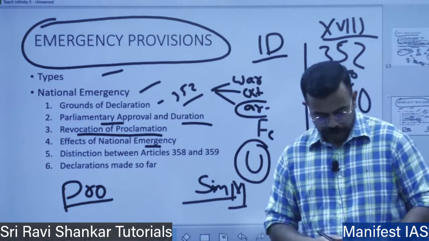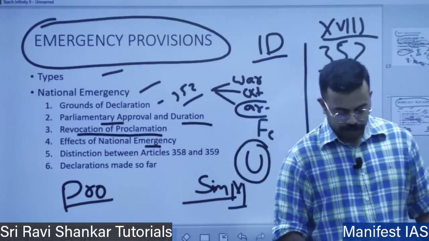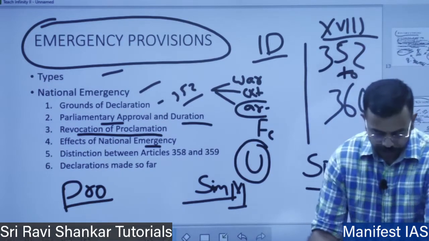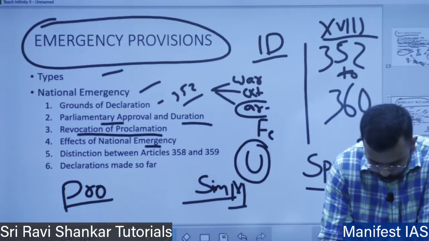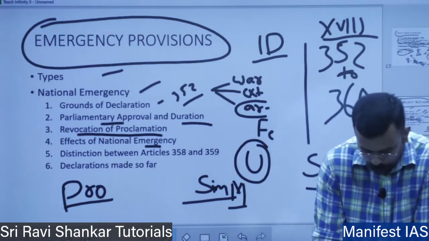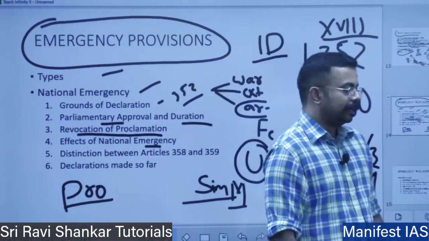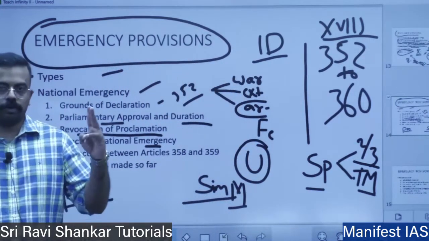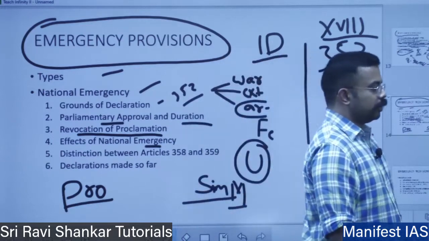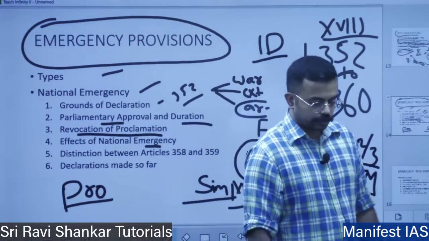Next comes the effect on the life of Lok Sabha and state legislative assembly. The life of Lok Sabha can be extended beyond its normal term of 5 years, for 1 year at a time. During the 1975 emergency, Lok Sabha was extended twice, so the government had extended the tenure of Lok Sabha by 2 years.